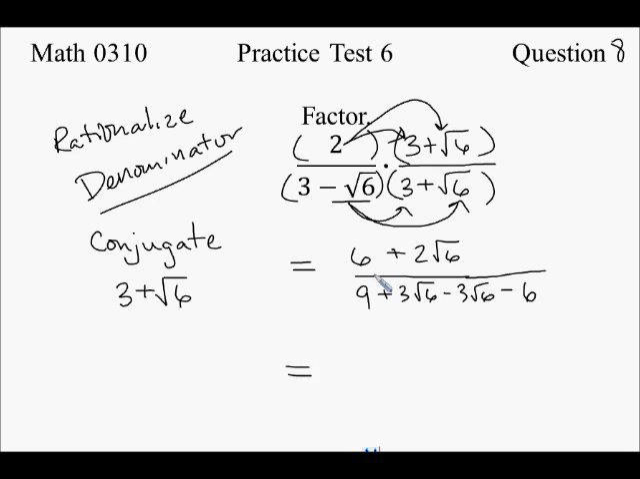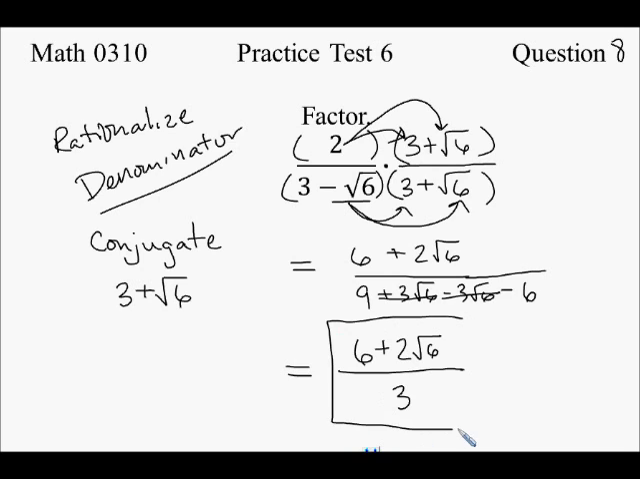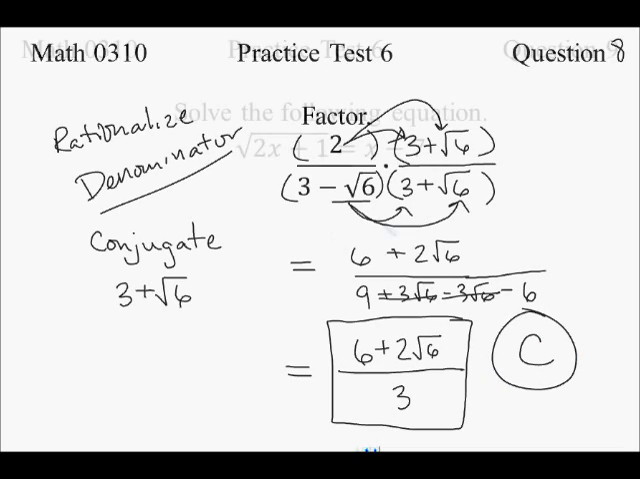So here on top, 6 plus 2 square root 6, remember those must stay separate because they are not like terms. This has a radical, this does not. And down here on the bottom, our plus 3 square root 6 and our minus 3 square root 6 are going to cancel. We're just left with 9 minus 6. That's going to give us 3 there. So 6 plus 2 square root 6 over 3. We look for a common factor of 6, 2, and 3. They don't have any common factors. So we would leave that as our answer. 6 plus 2 square root 6 over 3 is answer choice C.